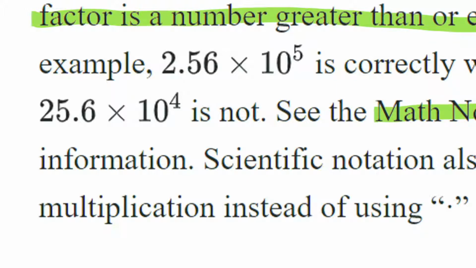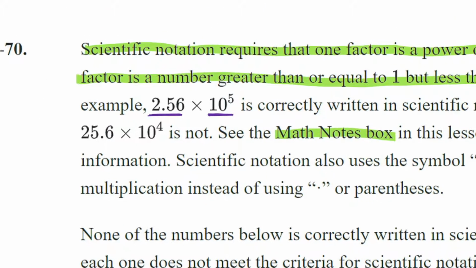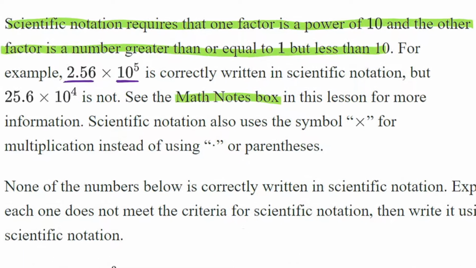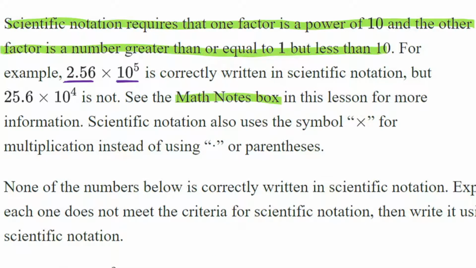You can see that one of the factors is a power of 10, right? 10 to the 5th power. That's one. And the other one is a number that's larger than 1 but less than 10. That number is larger than 1, then less than 10. So because it fits this definition, this clean definition that's now my favorite way of thinking about this, right? One of them is a power of 10 and the other is a number between 1 and 10. That is in scientific notation, but the next one, 25.6, is not.